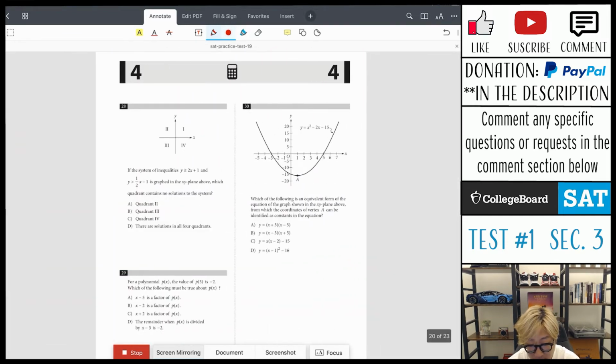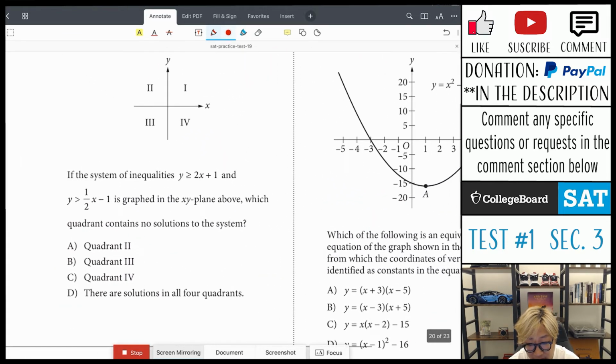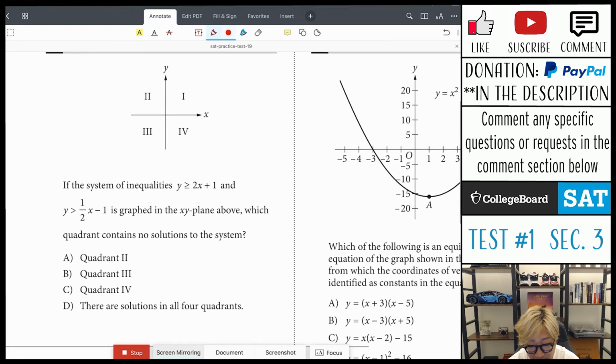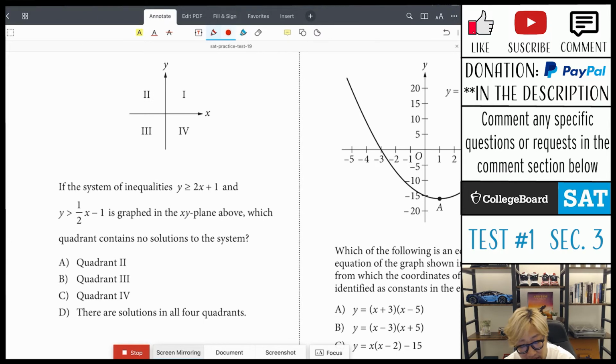All right, number 28. If the system of inequalities is graphed in the xy-plane above, which quadrant contains no solution? This is how you guys do it. So I'm gonna graph this with red, and I'm gonna graph this with blue. So it's inequality. Draw it like it's just a linear equation. What I mean is just draw this one, what you guys always know. So start at 1, kind of like right there. Slope is 2, so kind of steep, so something like that.